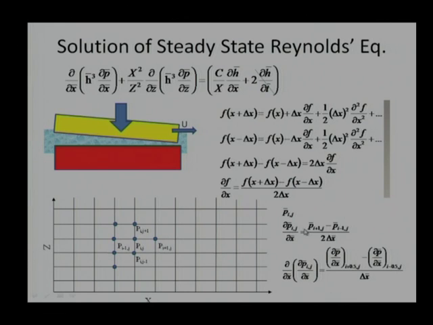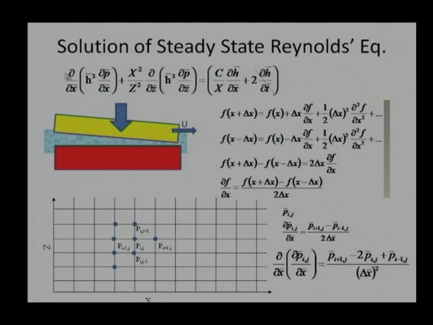And after substituting the value we have achieved from this, we can rearrange and get this expression: p i plus 1 j minus 2 p i j plus p i minus 1 j, divided by del x square.